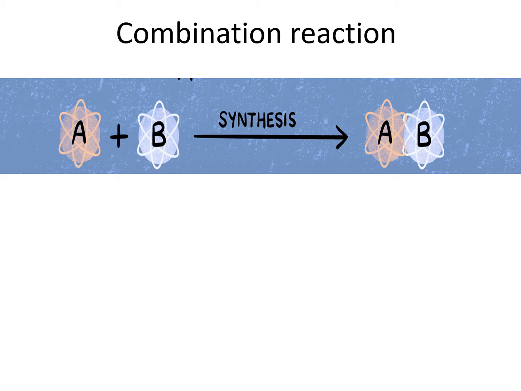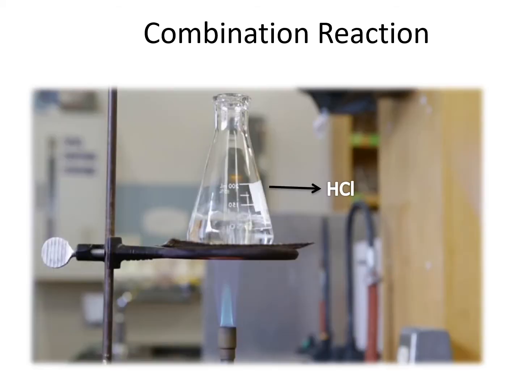the product is AB. Okay, so when you're looking at any reaction, if you have two or more reactants which are combining together to give you one single product, that becomes combination reaction. Let us try to understand this by looking at several examples.